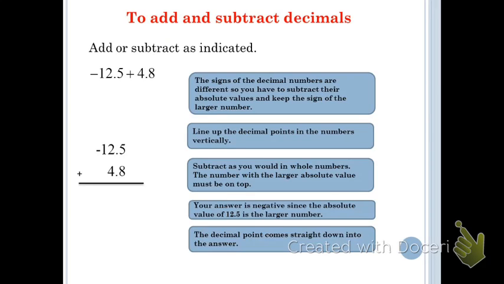Since the absolute value of negative 12.5 is greater than the absolute value of 4.8, we need to put the negative 12.5 on top. Since our signs are different, we're subtracting. 15 take away 8 is 7. My decimal comes straight down. And 11 take away 4 is 7. Our answer is negative, since the absolute value of negative 12.5 is larger than the absolute value of 4.8.